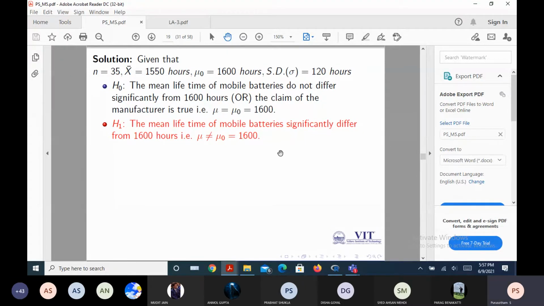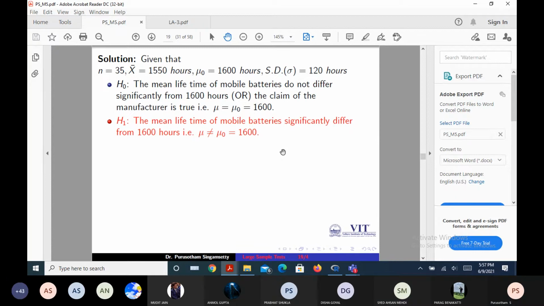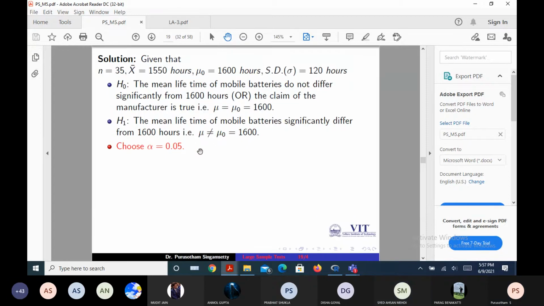And the next point, what is the level of significance given in the question? Alpha is 5%, so that is 0.05. Then what is the critical region? We noted Z is less than minus Z alpha by 2, or Z is greater than Z alpha by 2, where Z alpha by 2 is 1.96. How do we get this value?